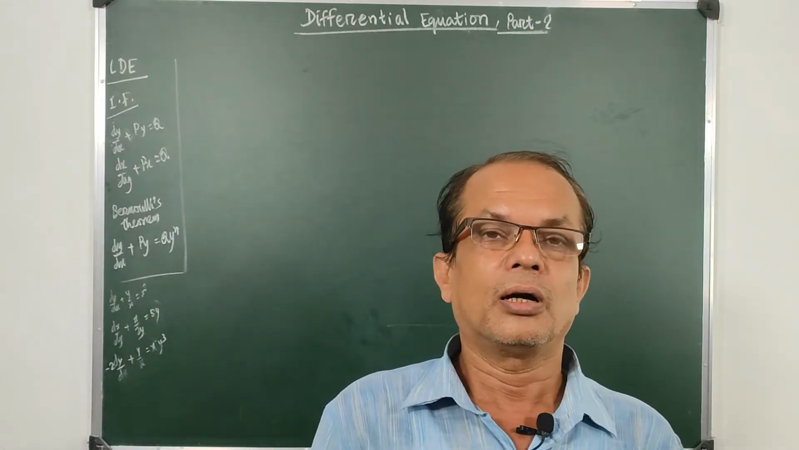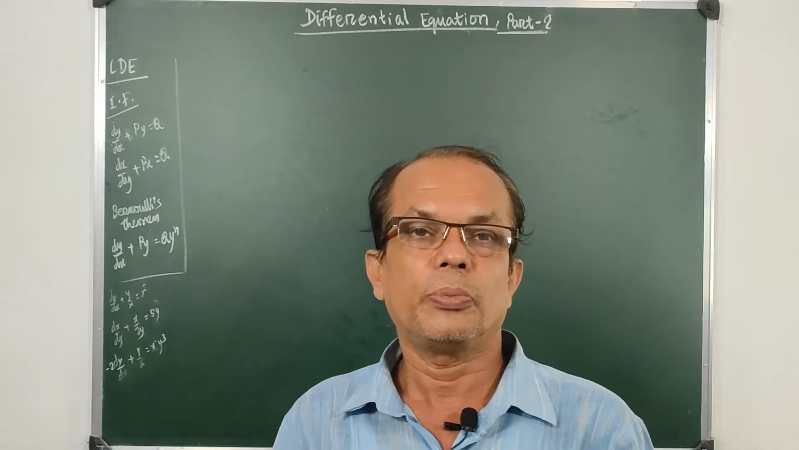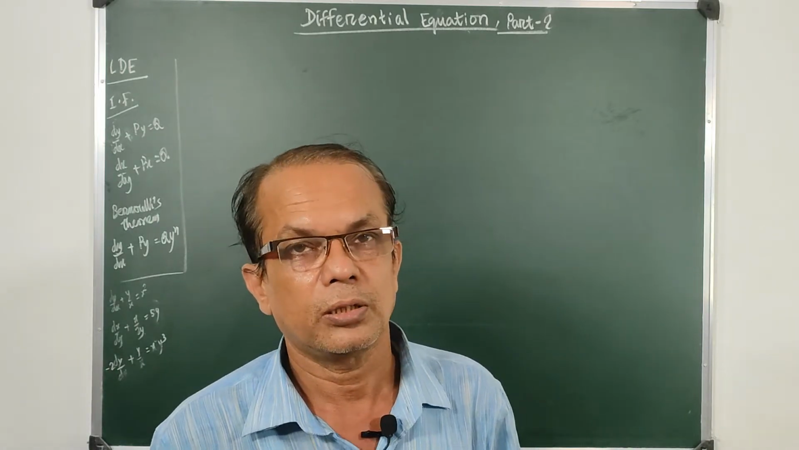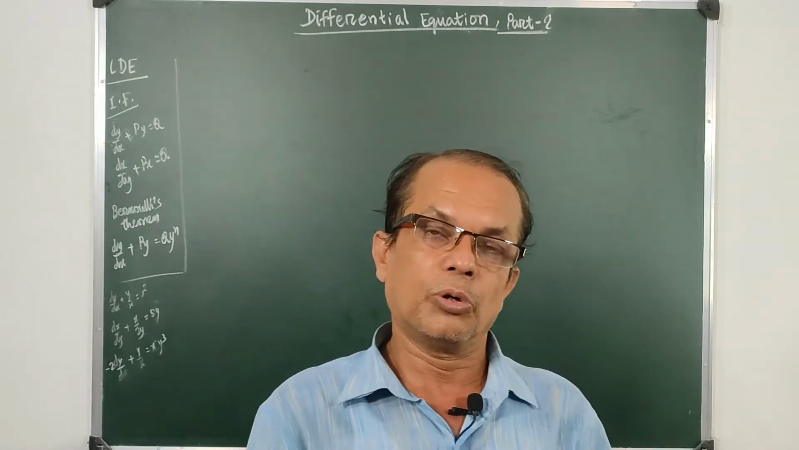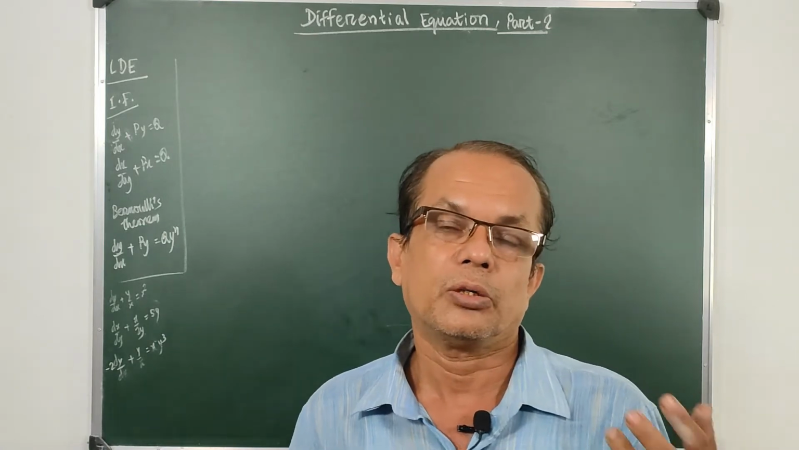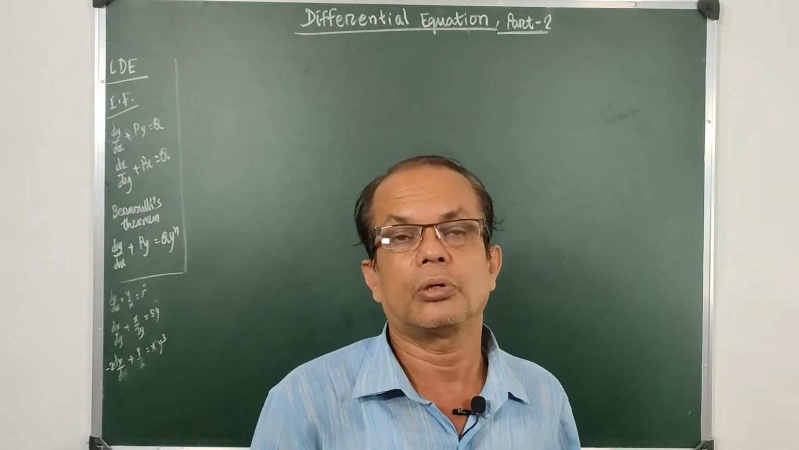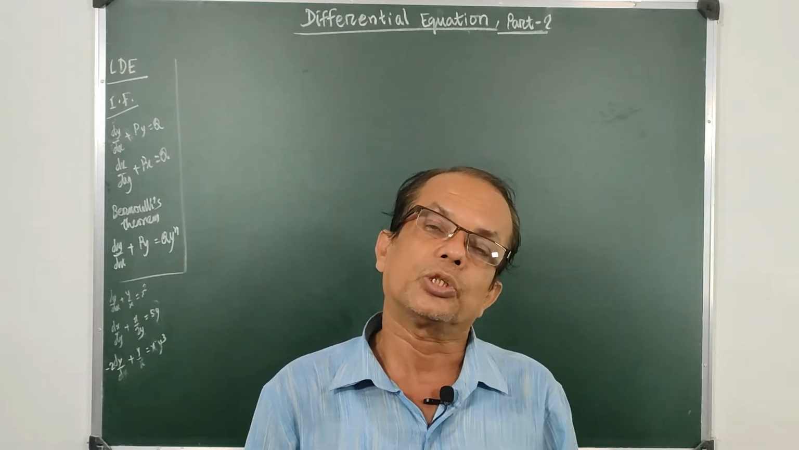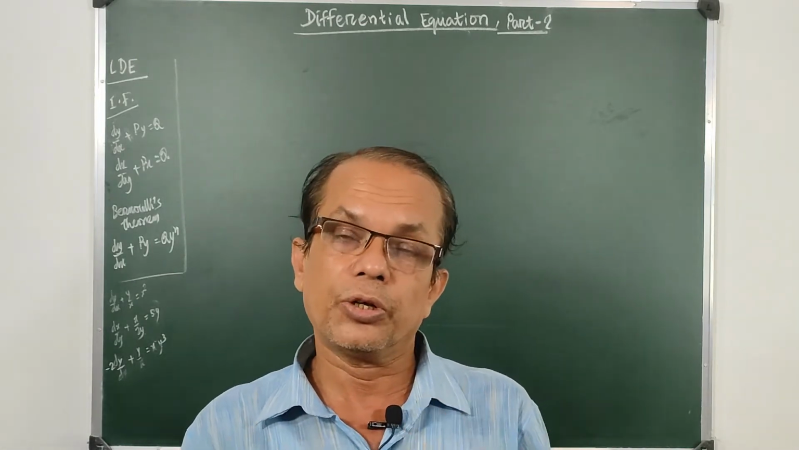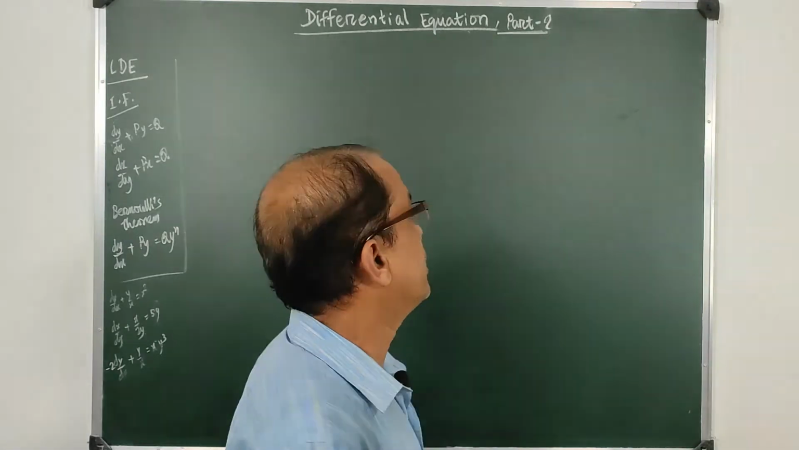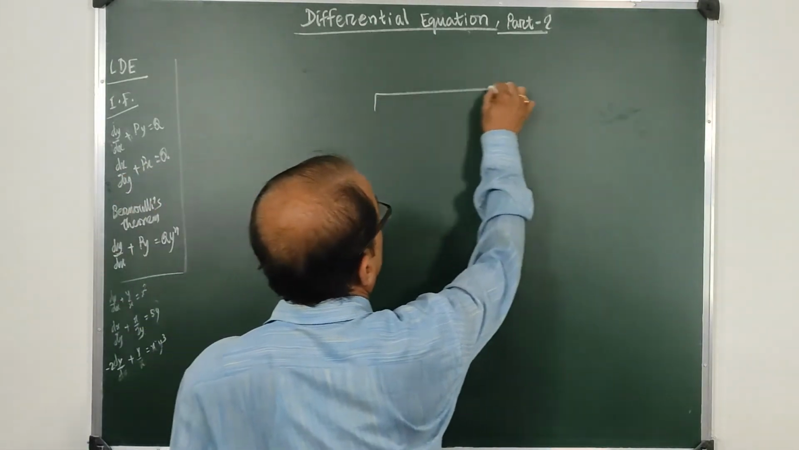Hello guys, in the previous class we had already completed differential equation part 1 and we had decided that we are to start with the second part that starts with linear differential equation. How does a linear differential equation look like? It appears in two different forms.